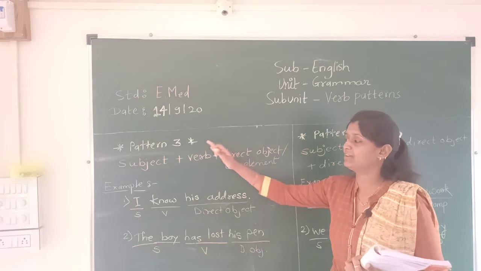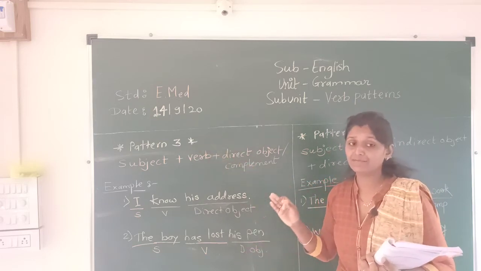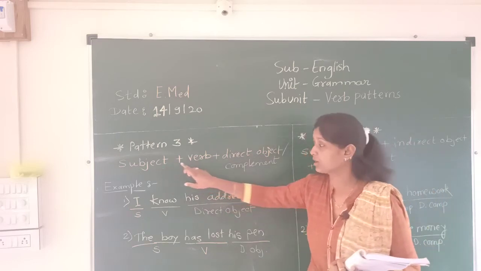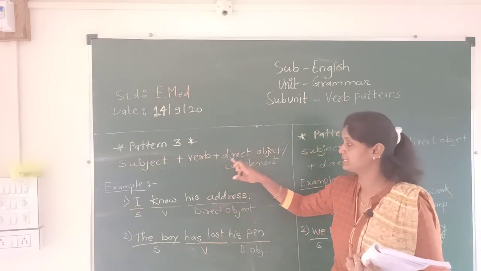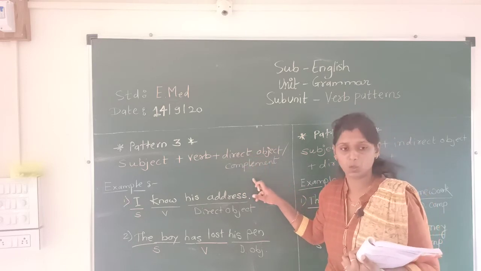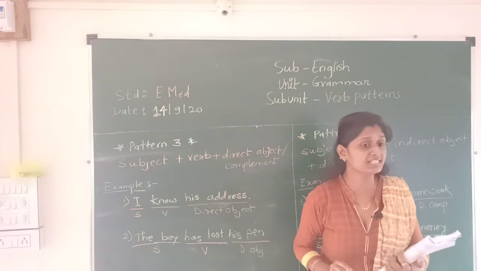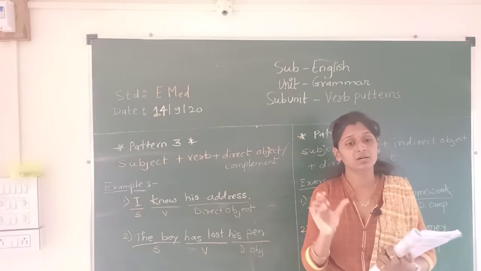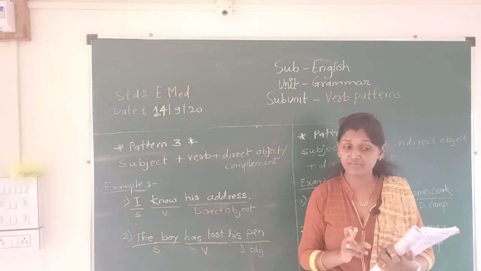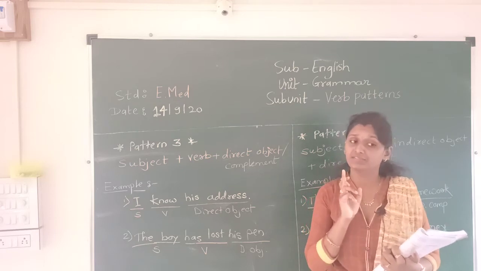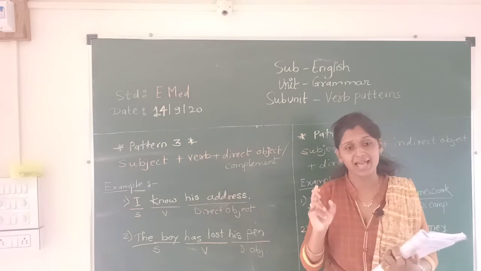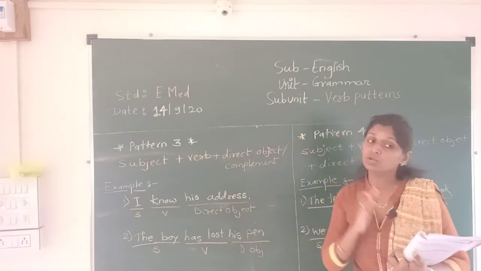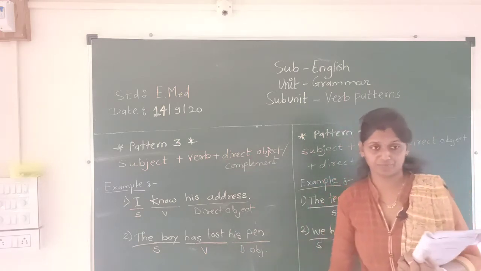It means that in pattern number 3 we can form a sentence with the structure subject plus verb plus direct object or direct complement, and if there is necessity then we can use an auxiliary verb and the preposition also. Listen carefully, if there is necessity then we can use auxiliary verb and the prepositions in pattern 3. Okay, now let me see pattern number 4.